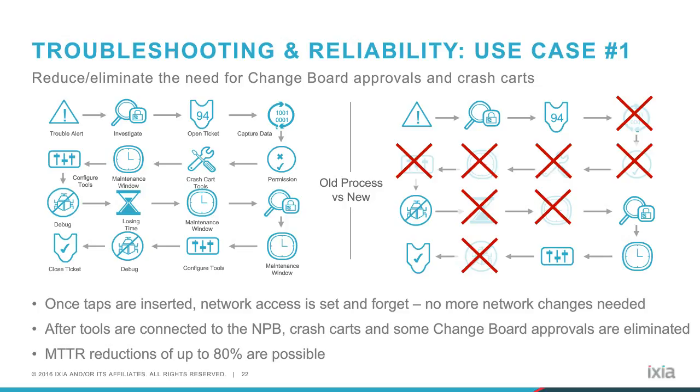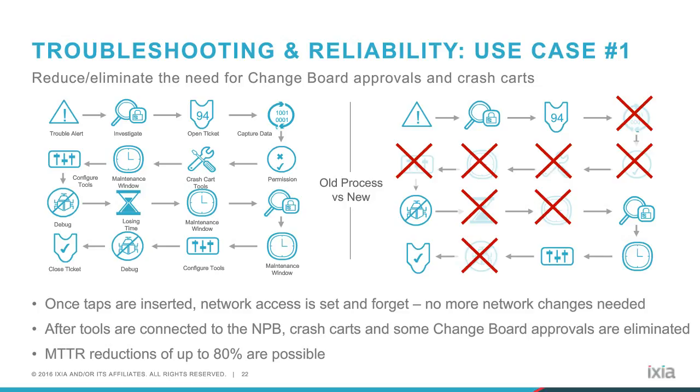If you look on the left, that's a basic process interview. An alert happens, you investigate it, open a ticket, ask for change board permission to touch the network, assemble the crash cart, wait for a maintenance window, and finally get some troubleshooting time in. If you don't have enough time, you do it all over. Finally resolve the issue and close the ticket.